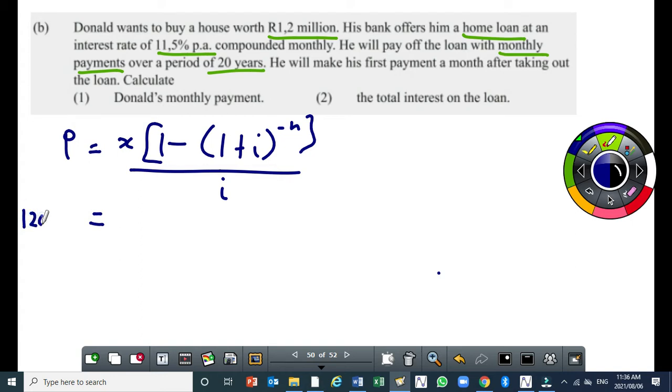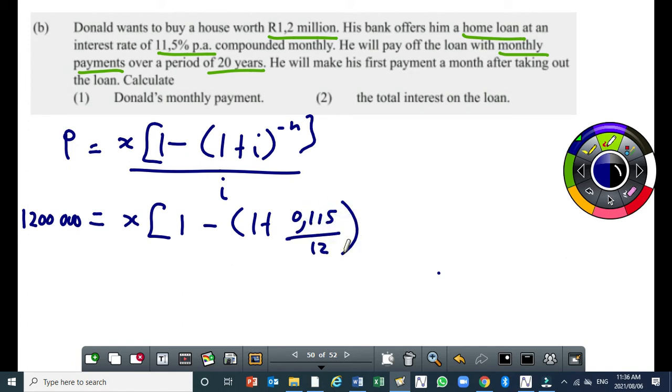1.2, that's 1,200,000. That's the P. The X is the one that you want to calculate. Right? The i. Now, here, the i, okay, it's 11.5% annual compounded monthly, so that's 0.115 over 12.